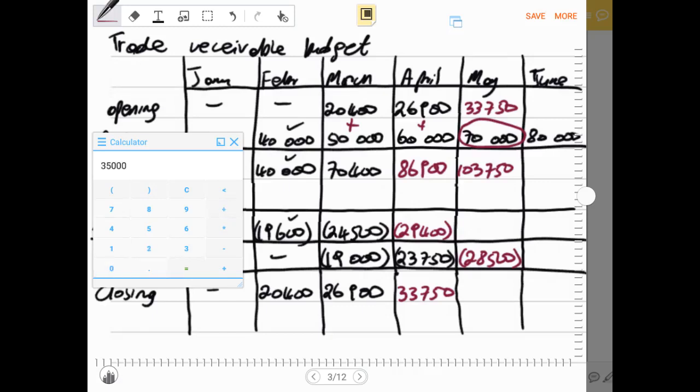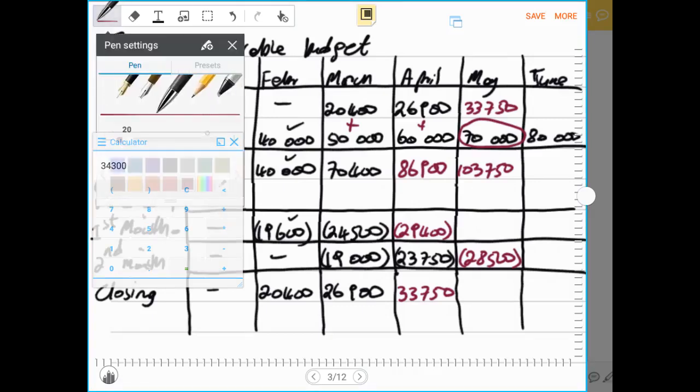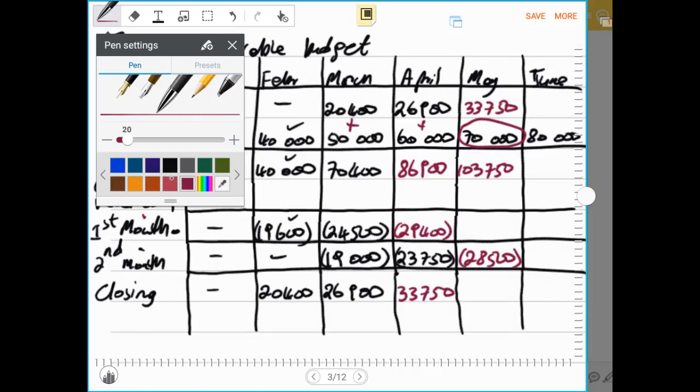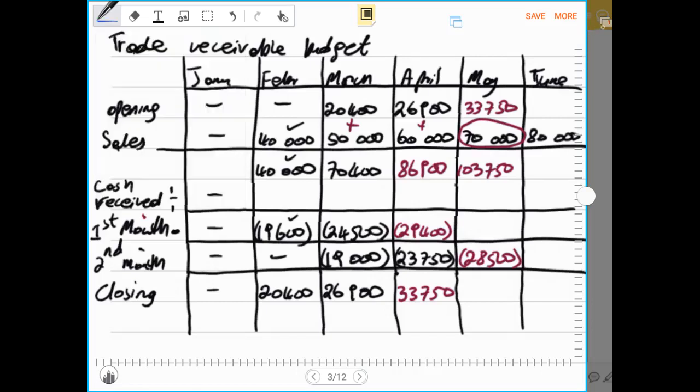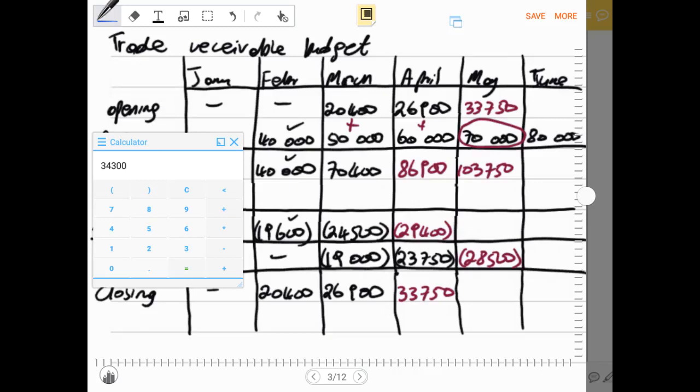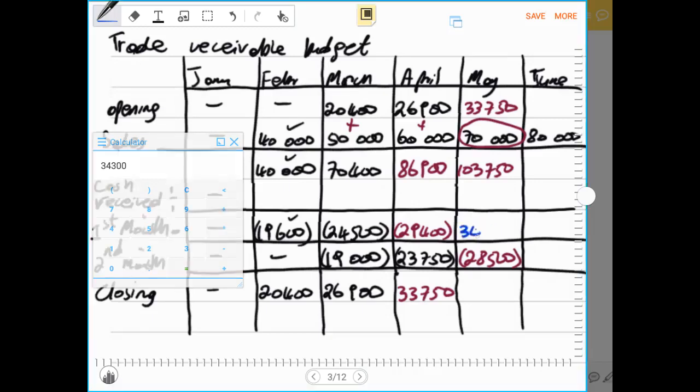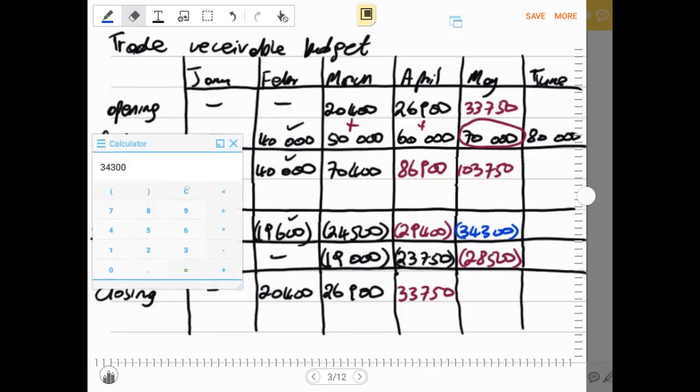Half of that will be paid in the same month, and they will be given a discount of 2%, meaning only 98% of this amount will be received. Therefore now that means 34,300 will be received in the same month. 34,300 only in the first month, and another half, which is 35,000, because half of 70,000 is 35,000.